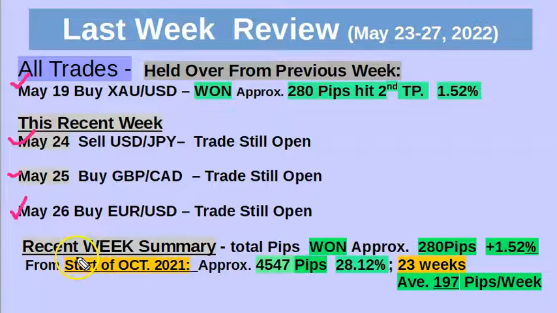Before I do that, this past week again, we won a total of 280 pips courtesy of this gold versus the USD. And again, 1.52%. So far, since the beginning of October 2021, since I started keeping these stats, we're up 4,547 pips, averaging approximately 197 pips per week.